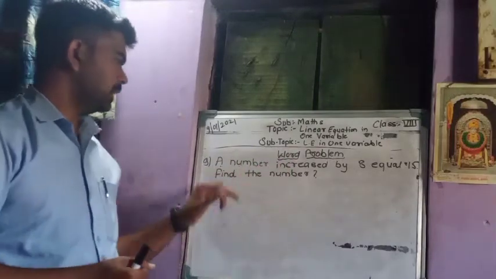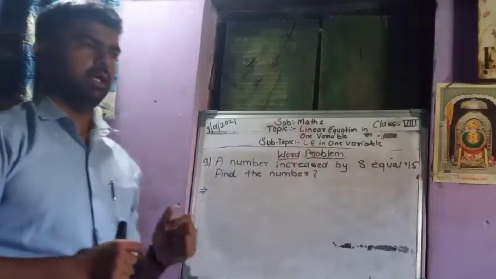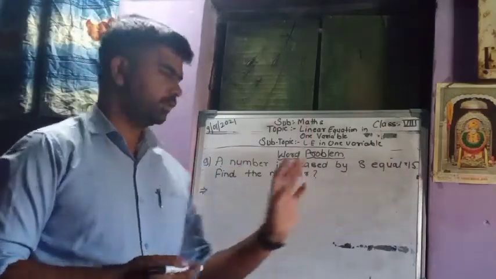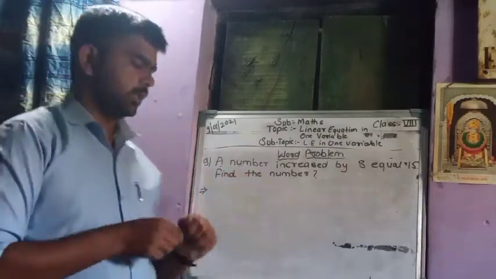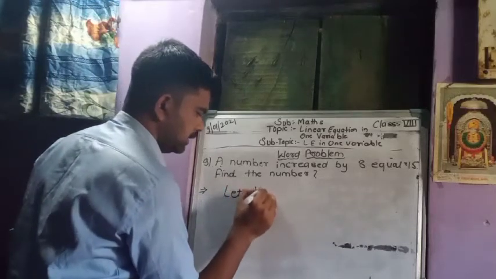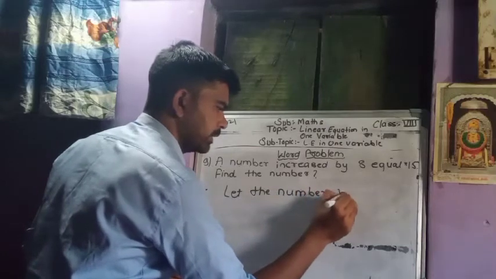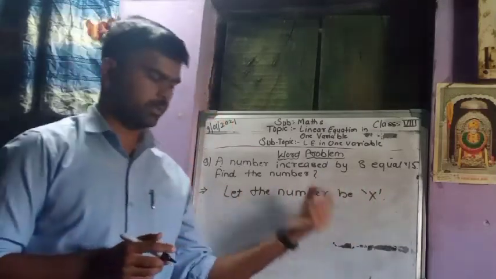Here is the question. A number increased by 8 equals 15. Here a number is increased by 8 and equals 15. So what we have to find? We have to find the number. So we'll let the number be x. What we have to consider? Let the number be x.